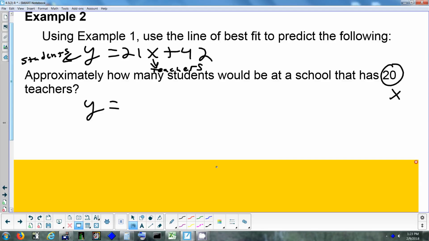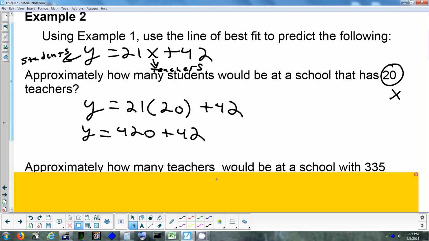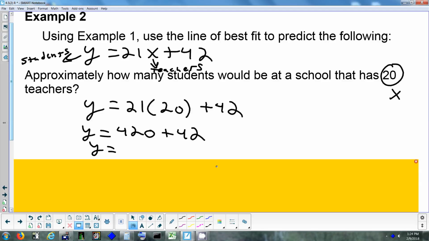Can somebody tell me what my equation would be? It's 21 times 20, plus 42. Okay. 21 times 20 is going to give me 420. Then 420 plus 42 is 462.